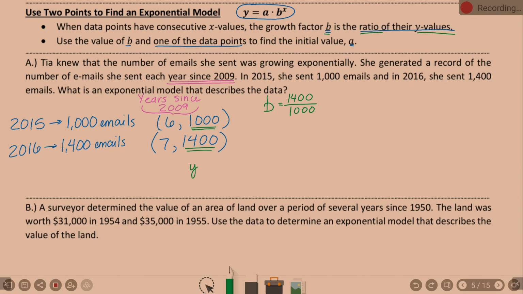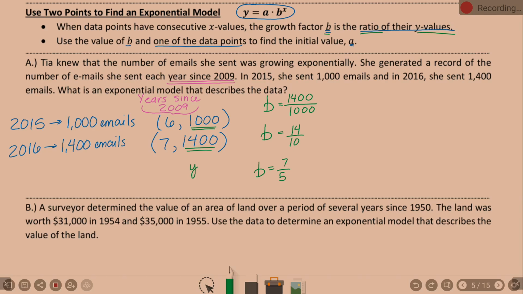Can we reduce that? What's that going to reduce to? What could cancel here? Can the zeros cancel? The zeros cancel. So we have 14 over 10, if you will. What do you know about 14 over 10? They both divide by 2, and you could say 7 over 5.